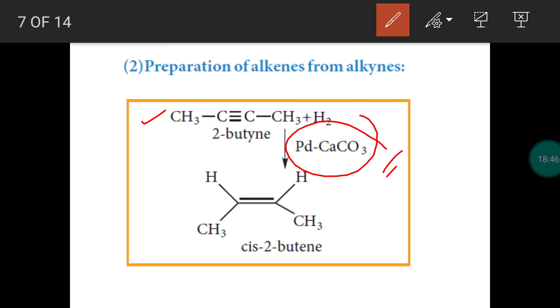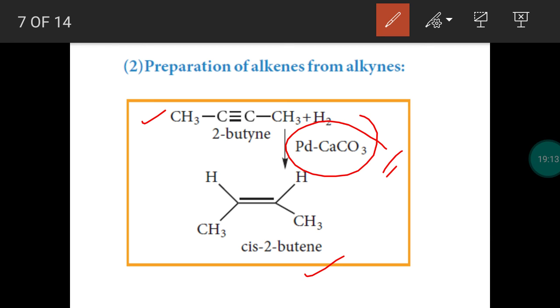One more point. When reduction is taking place in the presence of this Lindlar's catalyst, we get cis-2-butene. So this is a stereospecific reaction. We are not getting simply but-2-ene. We get the cis isomer, selectively. So this is called a stereospecific reaction. The product will be stereospecific.